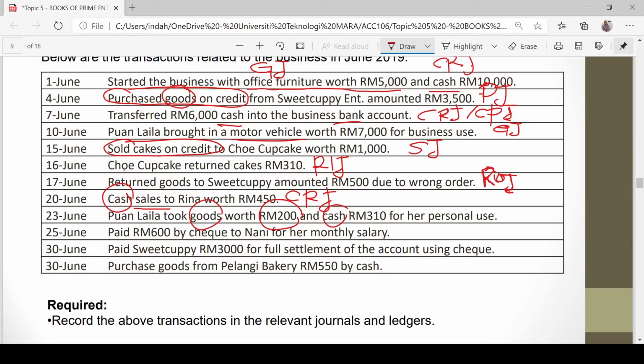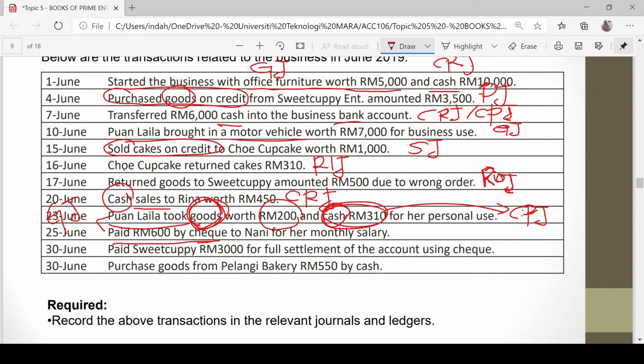Next, Puan Laila took goods worth 200 ringgit and cash. Took goods. We cannot record this in the purchase journal because this is not a purchase of goods. We cannot record it in the cash payment journal because Puan Laila did not take any cash but goods here. So this one will be recorded in the general journal. Whereas for the amount of cash taken by Puan Laila, it will be recorded in the cash payment journal.